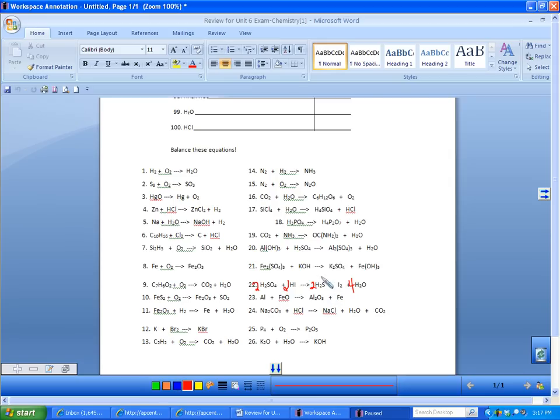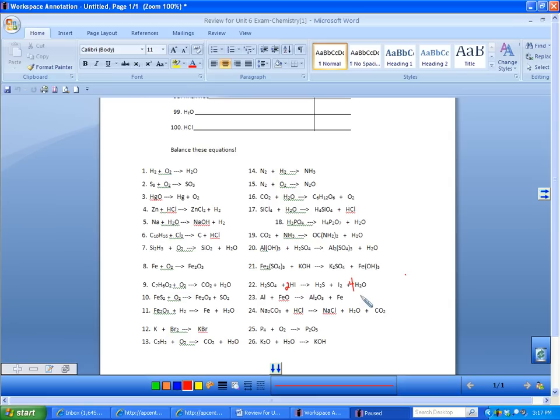So this is not going very well. So let's see. 4 hydrogens, 2 more is 6. 8 and 6 is, yeah, this is stinky winky. So I got to do some playing around. Start over again. 1 sulfur, 1 sulfur. 1 iodine, 2 iodines. 4 hydrogens, 4 hydrogens. 4 oxygens, 4 oxygens. Okay. So that changes that.